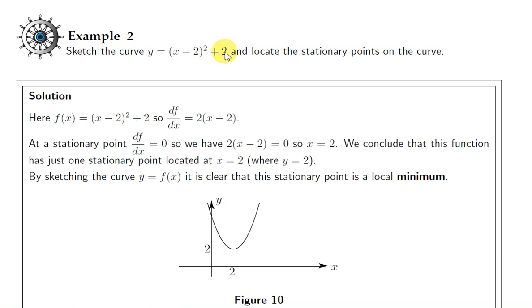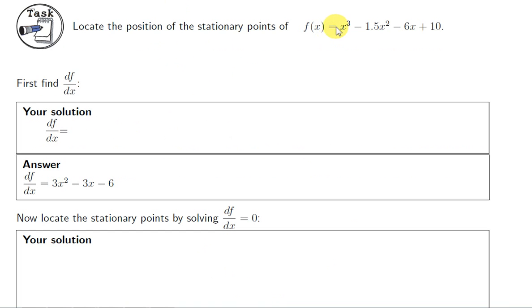So when the quadratic is in this form, the local min or max occurs at, well, the local min actually occurs at x equals whatever this value is, which is 2. And y is then 0 squared plus 2, which is 2. So y is also 2.